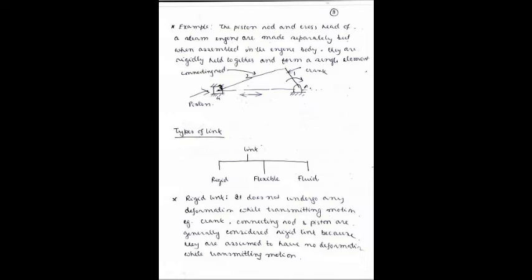Next is types of links. Now there are three types of links. Number one, rigid link. Number two, flexible link. Number three, fluid link. Rigid link. It does not undergo any deformation while transmitting motion, as for example crank, connecting rod, and piston, etc. They are considered rigid link because while transmitting motion, they undergo little deformation.